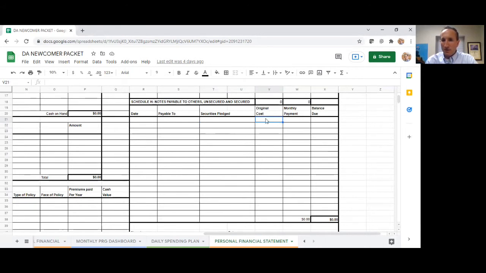Original cost. What did you originally borrow from the person? That's important, because if there's going to be interest added onto it or anything like that, it's good to know what you originally borrowed. If you've agreed upon a monthly payment, put that there. If you don't have that, you don't have to put that.